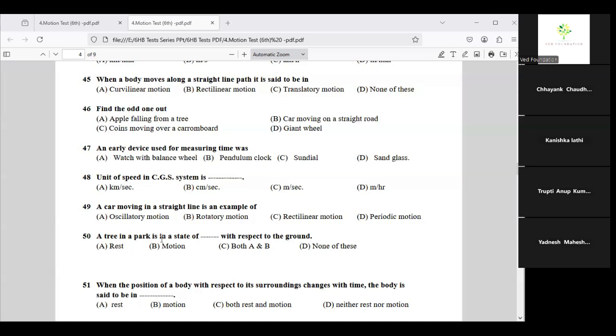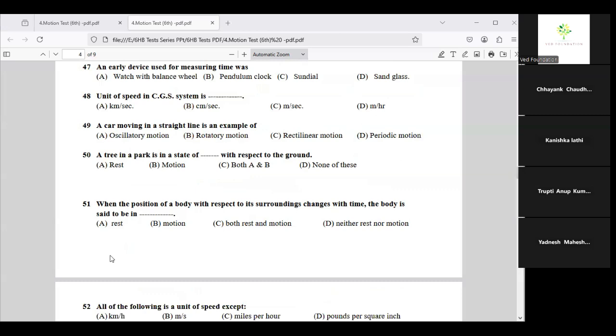50. A tree in a park is in a state of dash with respect to the ground. And correct answer is option A. The tree in a park is in a state of rest with respect to the ground. 51. When the position of a body with respect to its surrounding changes with time, the body is said to be in. And correct answer is motion.